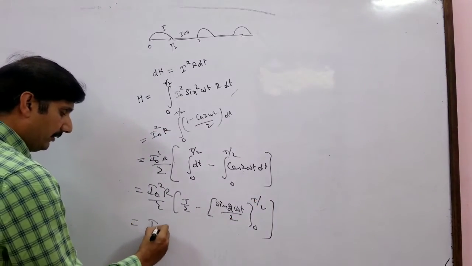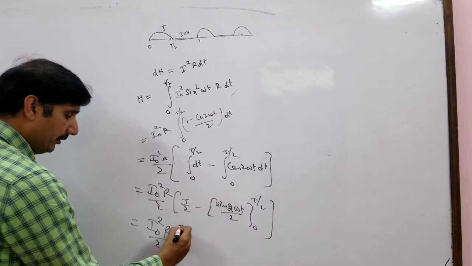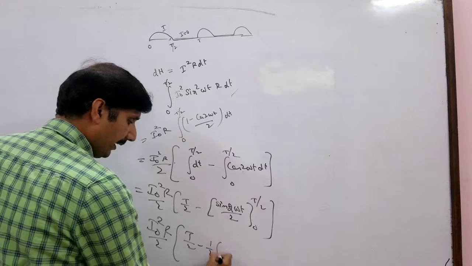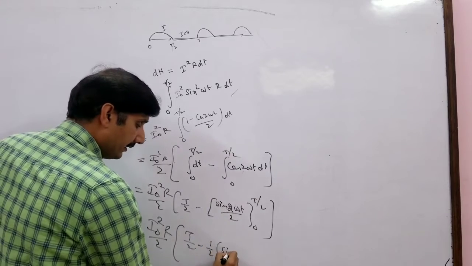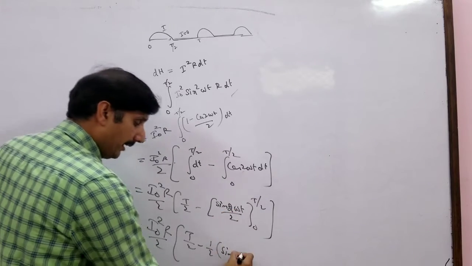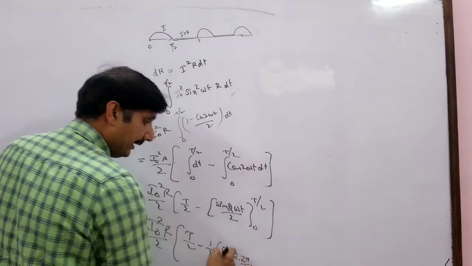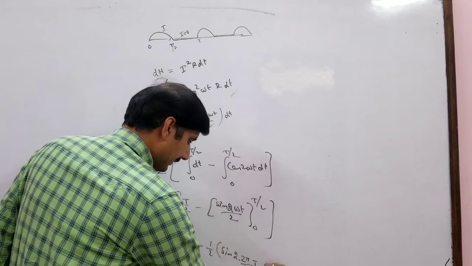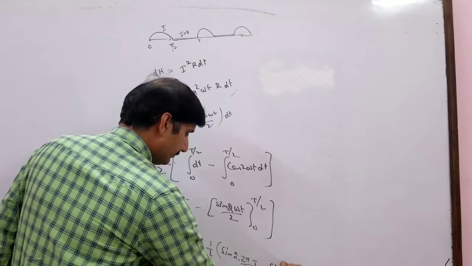Let's further solve it out. I naught square R by 2. We have got T by 2 over here minus 1 by 2 sin 2. What is omega? Omega is 2 pi by T into T by 2, minus sin 0.